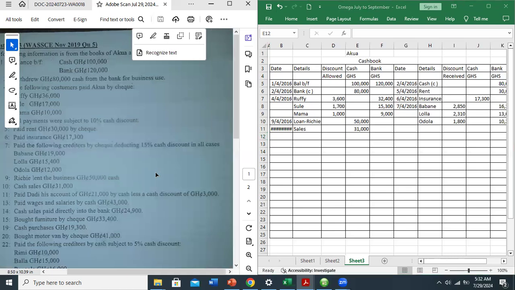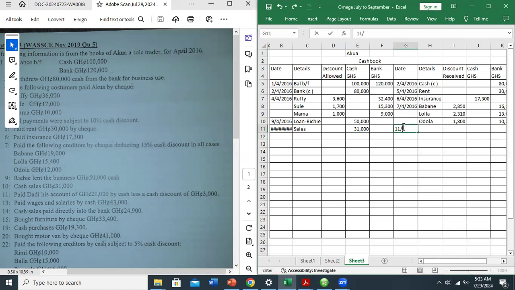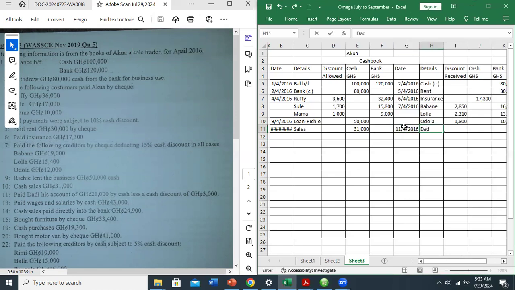Next transaction: paid Daddy his account of 21,000 by cash, less a cash discount of 3,000. So we made payment to somebody, but there was a discount. So we come to the payment side on the 11th of April 2016. We paid Daddy. There was a discount of 3,000. So let's acknowledge the 3,000, and then we have to deduct it from the gross figure of 21,000. So we would have a net figure of 18,000 under cash.